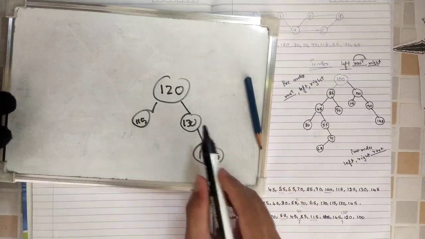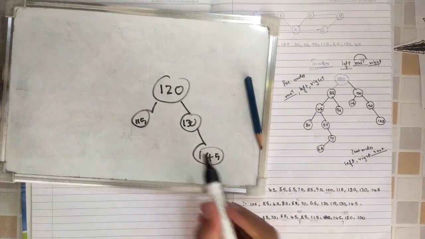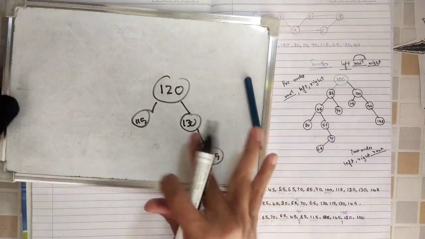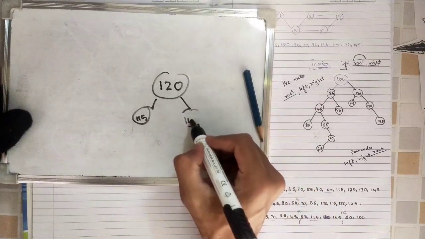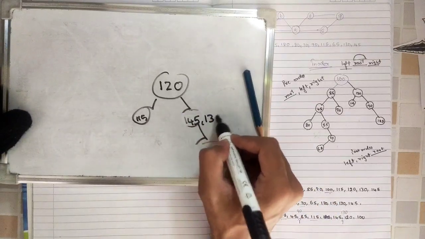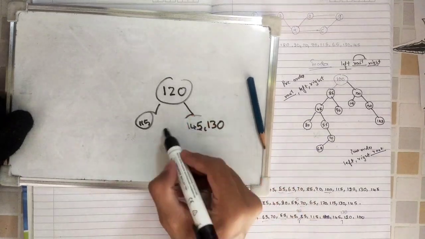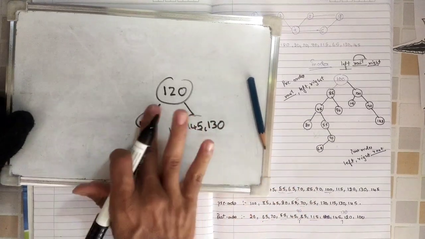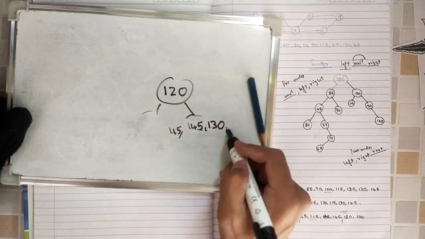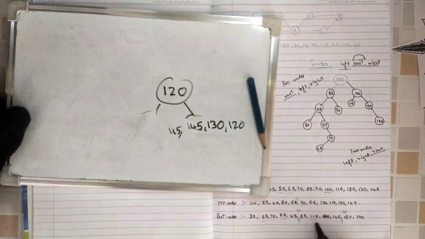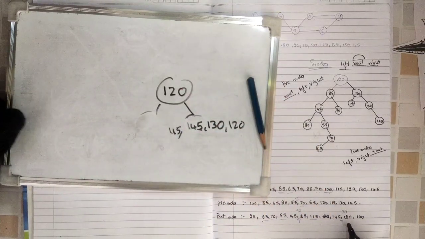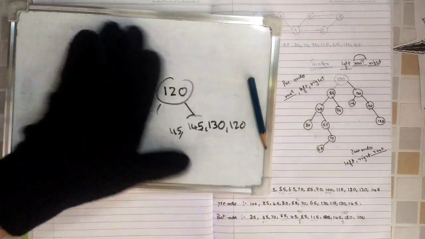If I push this up, I might have done a mistake here itself. First left, then right, then root. So it will be like 145, comma 130. Okay, the left, right, root: 115, left, then right part, then 120 will come. Okay, correct? 115, 145, 130, then 120, then everything is over.